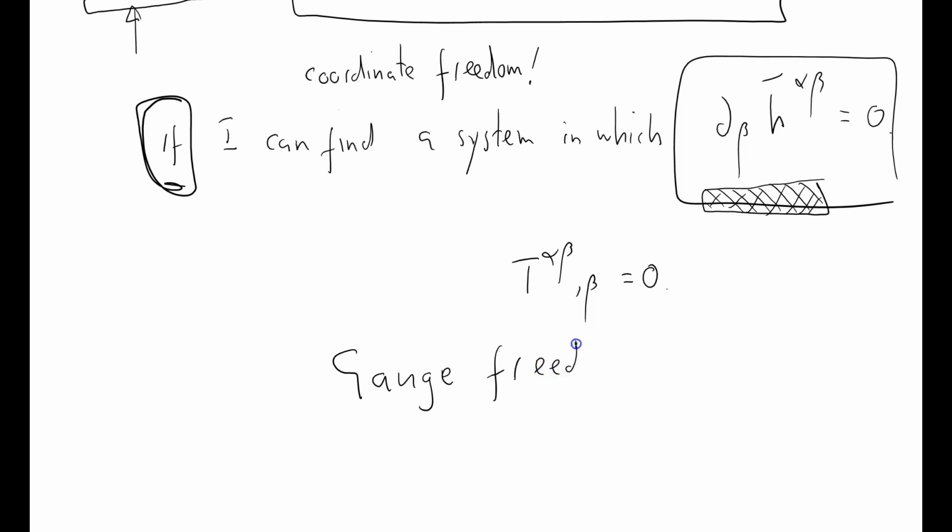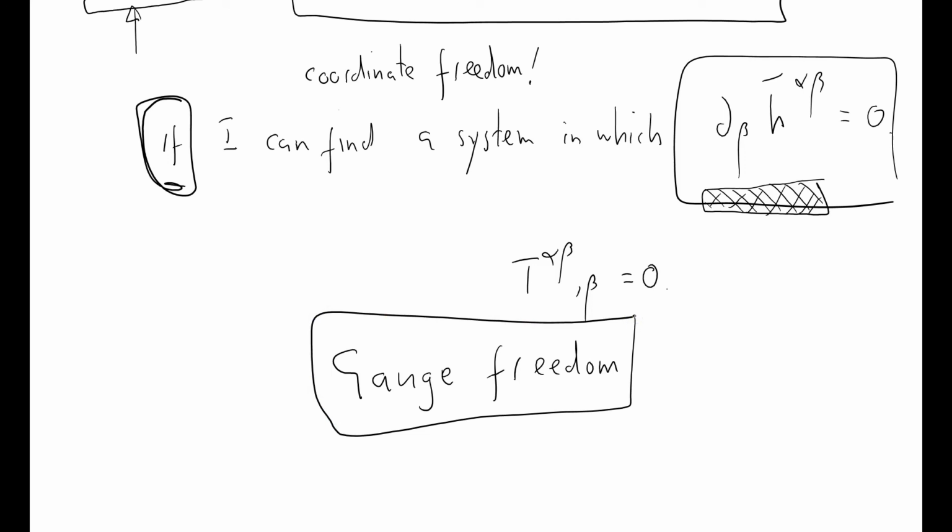Gauge freedom, which is a weakened form of coordinate freedom, which is appropriate for the linearized field equations, which enables us to insist upon this relationship here. And I'm going to do that over the next few screencasts. It's not straightforward. It's going to be 5 or 6 screencasts, and I'll show you how to find such a coordinate system.